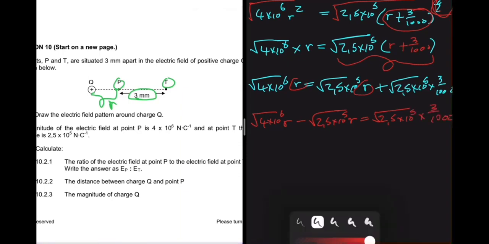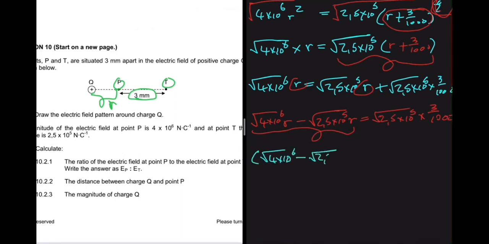So I'm actually not going to put this in the calculator, right? I'm just going to take r as a common factor. So if I do that, I'm going to get 4 times 10 to the 6 minus 2.5 times 10 to the 5. R is a common factor, and this should be equal to the square root of 2.5 times 10 to the 5 multiplied by 3 divided by 1,000.